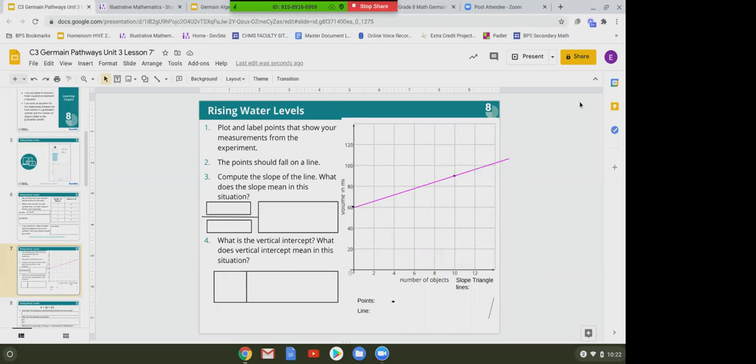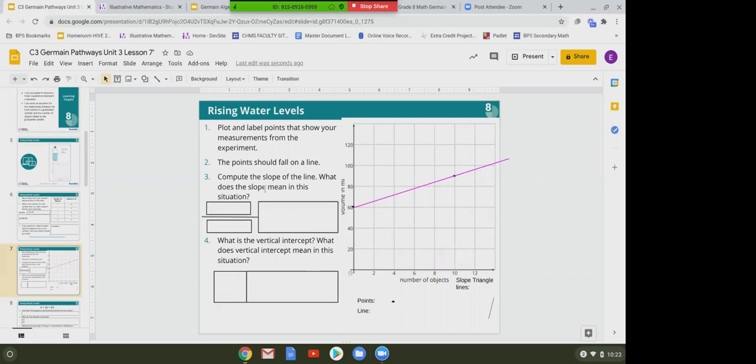What do you mean it's steeper, Avery? Like it doesn't start at 0, 0. Exactly. It doesn't start at 0, 0. It's not a proportional relationship. Yes, Avery, it's not a proportional relationship. Very good. Nice job. So we need to compute our slope.